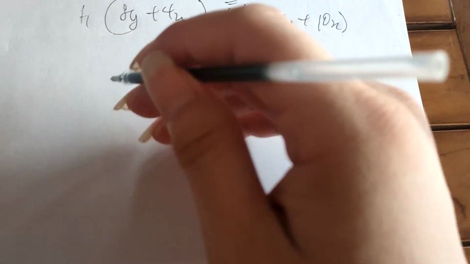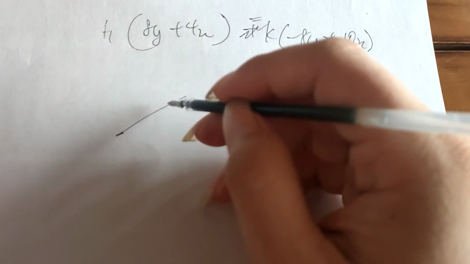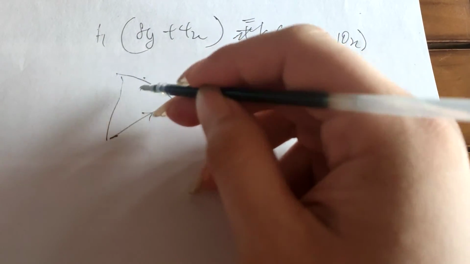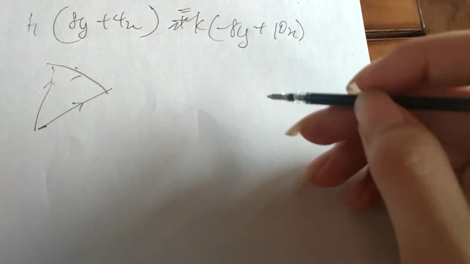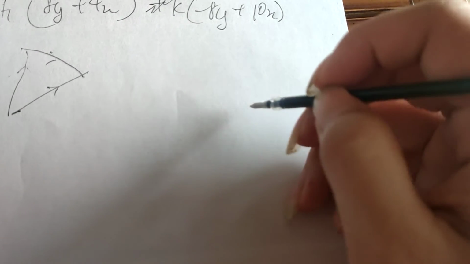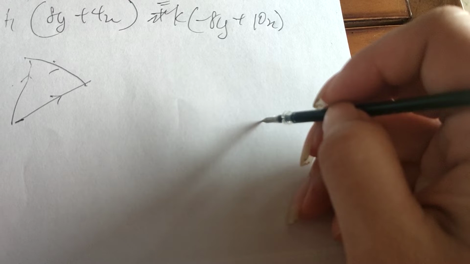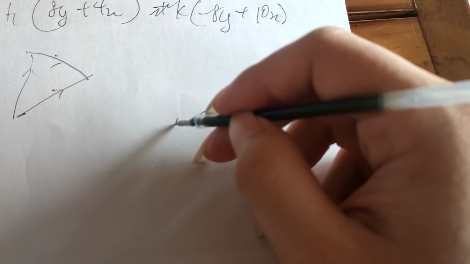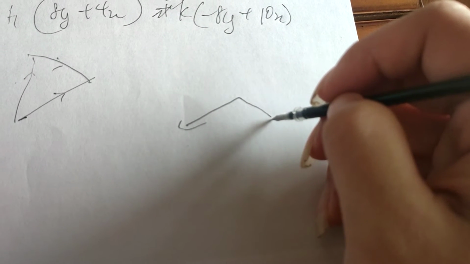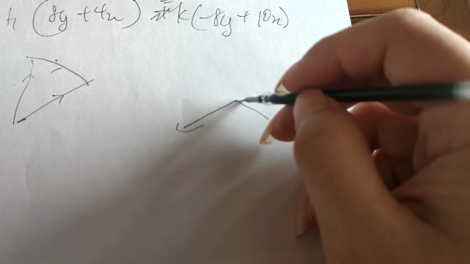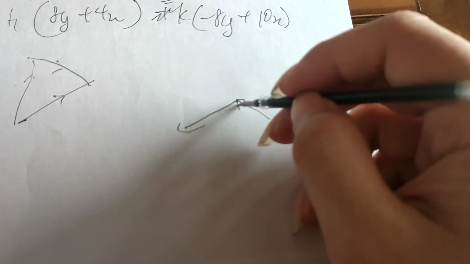Alright, let's draw little triangles. Like this is also like this and like this. Or we start from here and go here. It's also the same as from here to here.